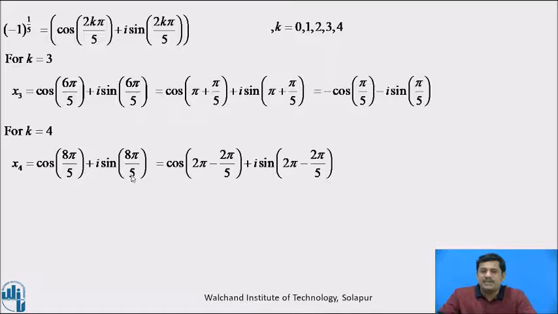Now this can be written as cos of 2 pi minus 2 pi by 5 plus I sine of 2 pi minus 2 pi by 5. And we know that cos of 2 pi minus theta is cos theta and sine of 2 pi minus theta is minus sine theta, and theta is 2 pi by 5. So these are all the required values of the fifth root of the given complex number.